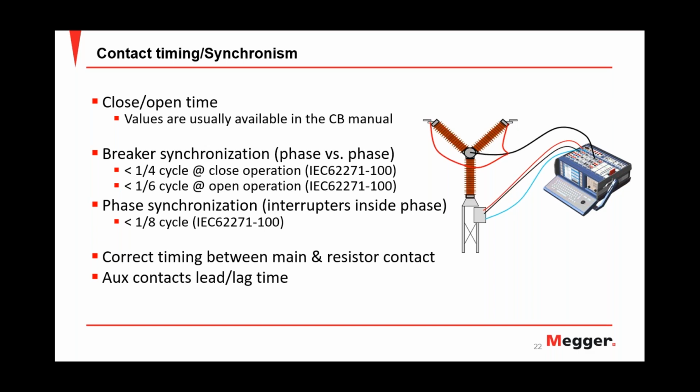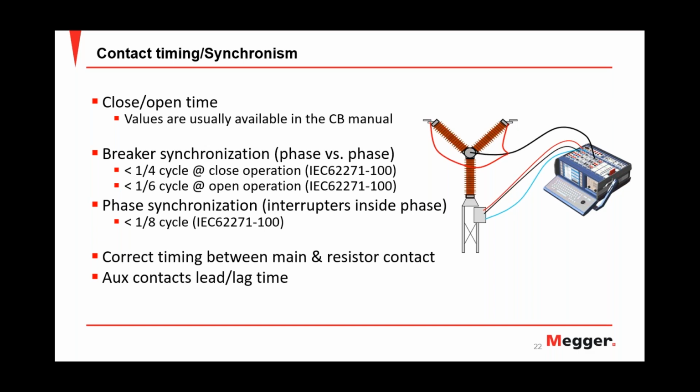What is stated in standards is the synchronization between phases, and inside the same phase if multiple breaks per phase are installed. So the close operation has to be synchronized within a fourth of a cycle, phase versus phase, or within a sixth of a cycle for open operations. And again, as I mentioned, for multiple breaks per phase, interrupters inside the same phase have to be within an eighth of a cycle.